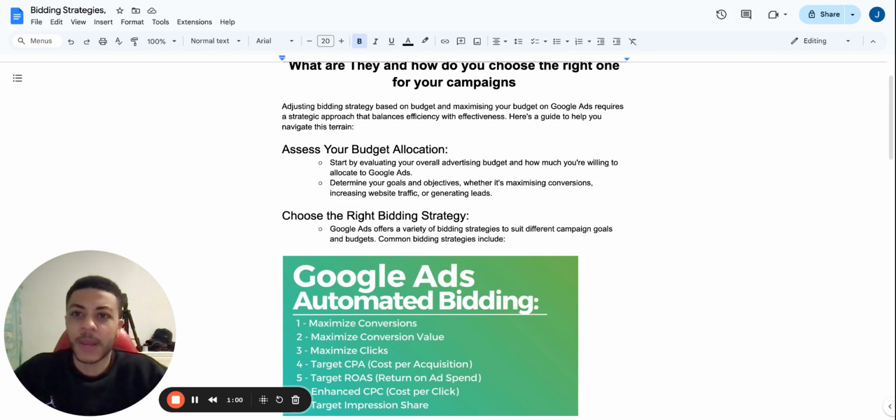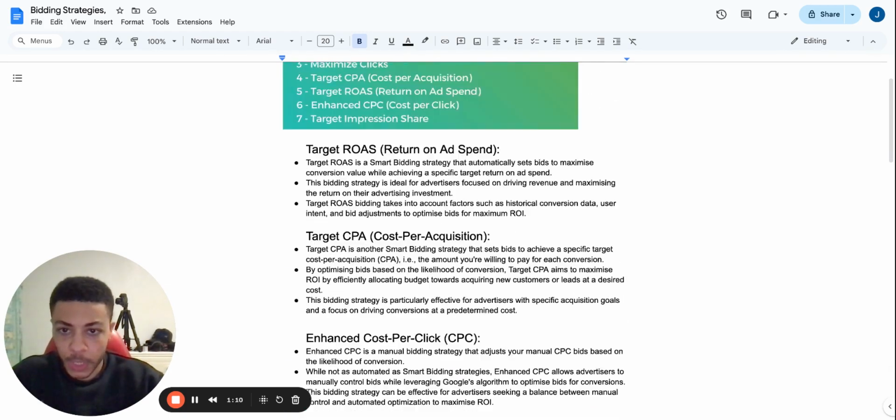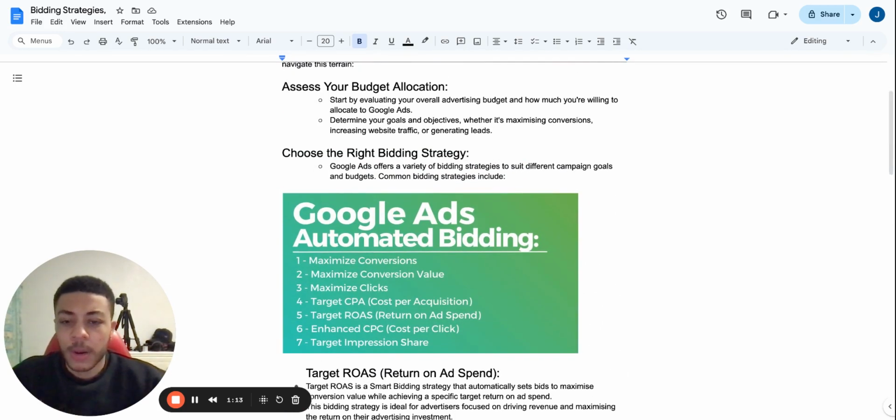This will differ depending on your business, whether you're in e-commerce or say you run a newsletter or something like that. Your bidding strategy will change depending on what you are looking for. So, there are several different Google Ads automated biddings: maximize conversions, maximize conversion value, maximize clicks, target CPA, target ROAS, enhanced CPC, and target impression share. There are more, but these are the ones that I picked.